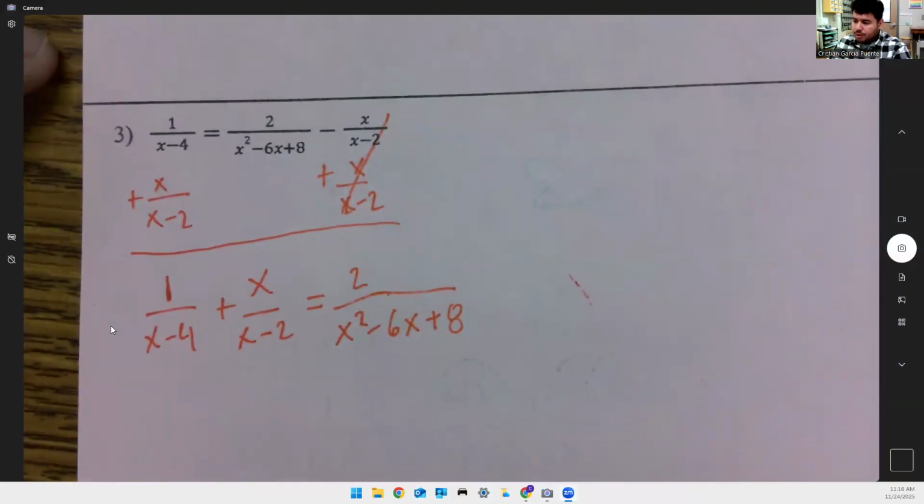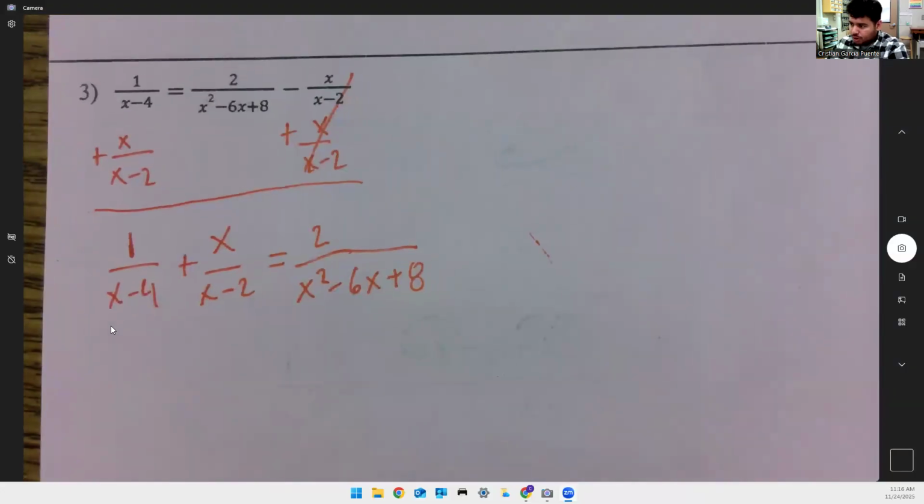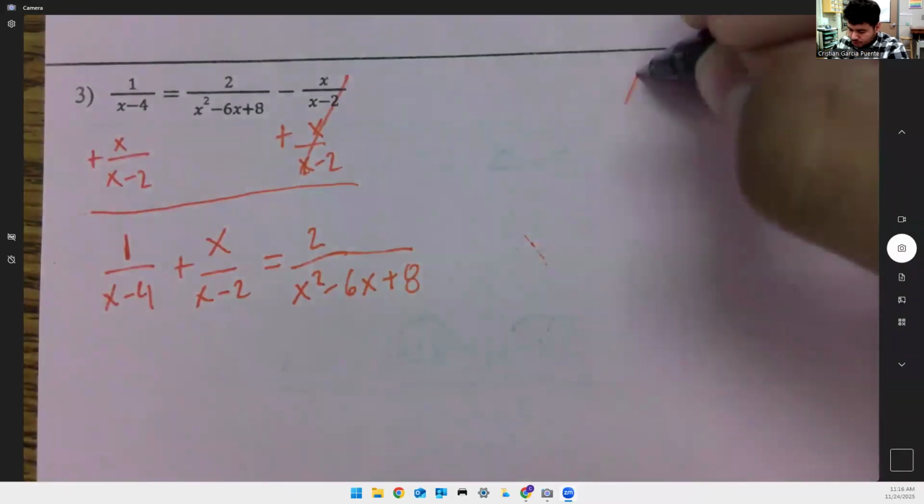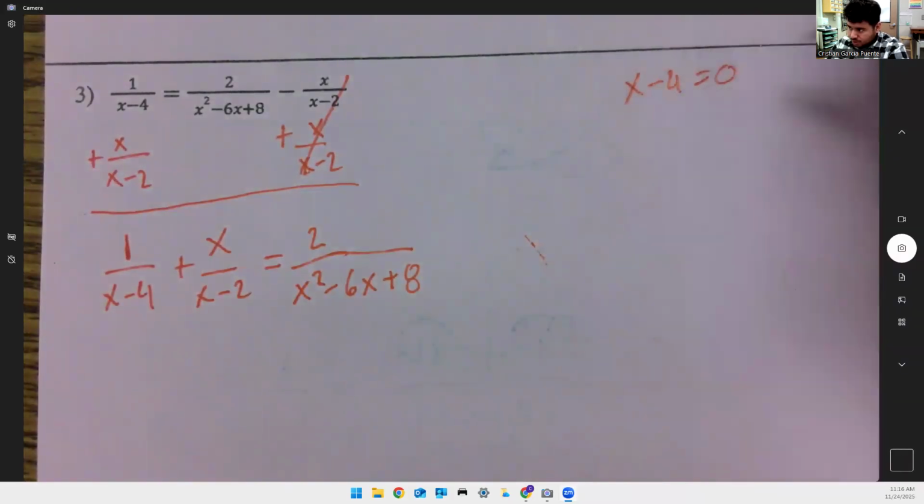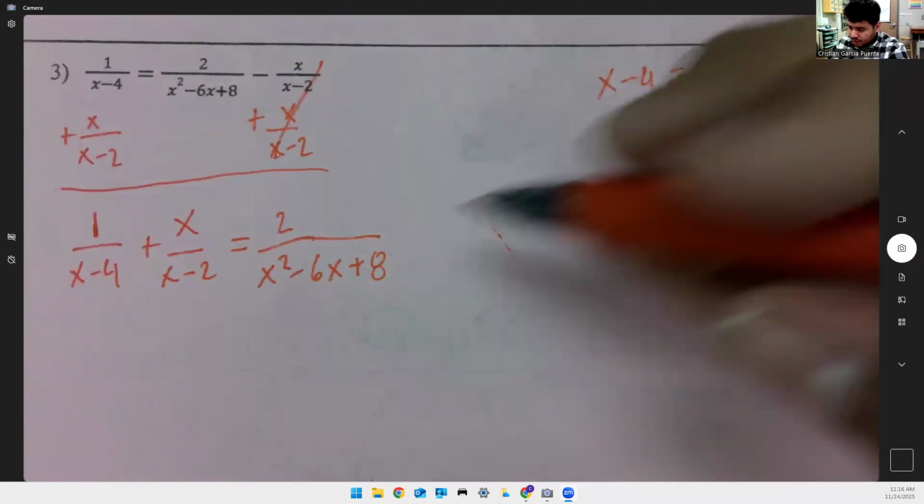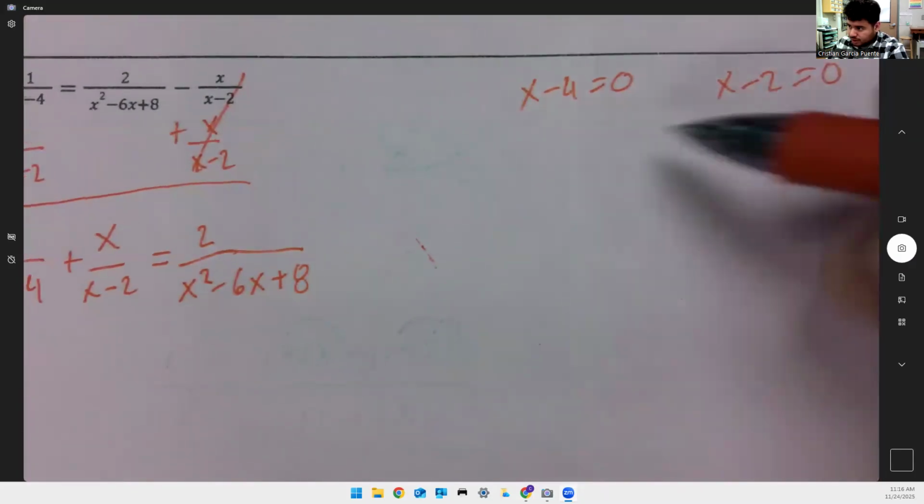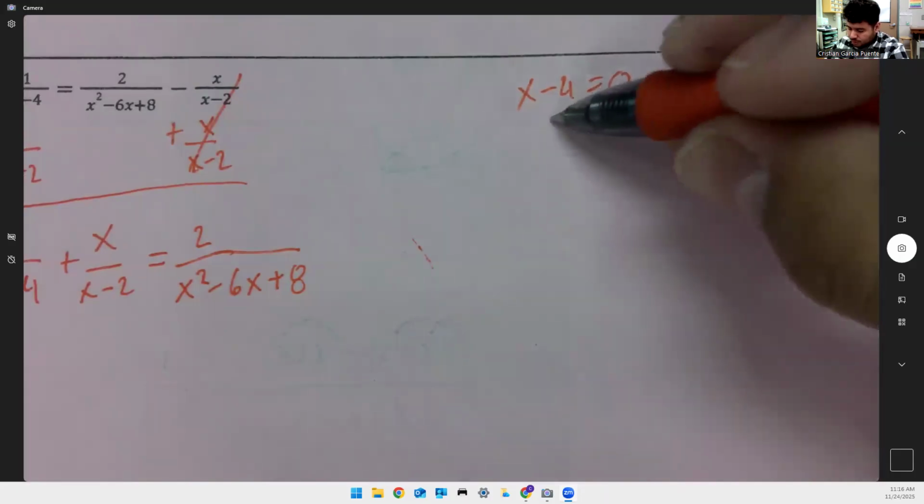And now you do what you usually did. Find your excluded value. So I'm going to do it on this right side so I have enough space. So on the first denominator, I have x minus 4. So x minus 4 is equal to 0. And on the other denominator, I have x minus 2. So make that equal to 0. So solve for x. How do you get rid of this negative 4? You add 4 on both sides.